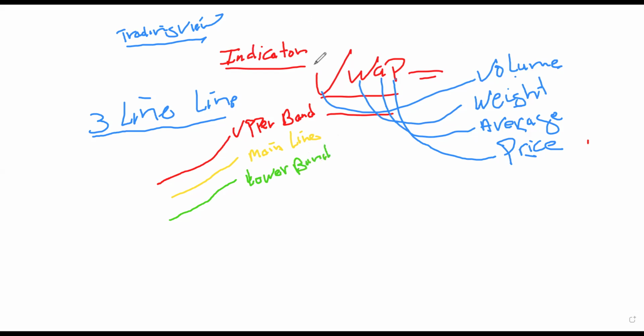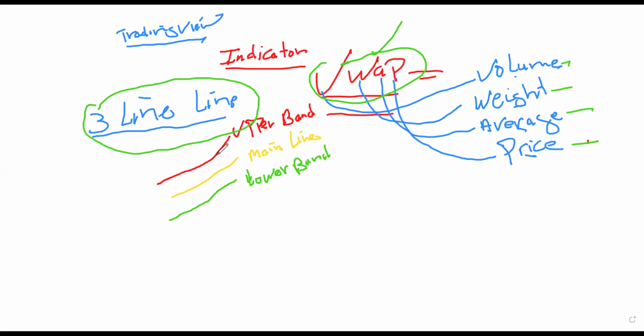So remember, VWAP stands for volume, weight, average, and price, and it has three lines. The first one is called the upper band, the second is called the main line, which is the VWAP line, and the third one is called the lower band. How you use it in a chart, I'm going to show you.